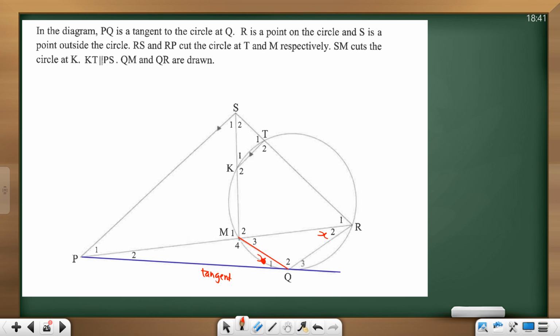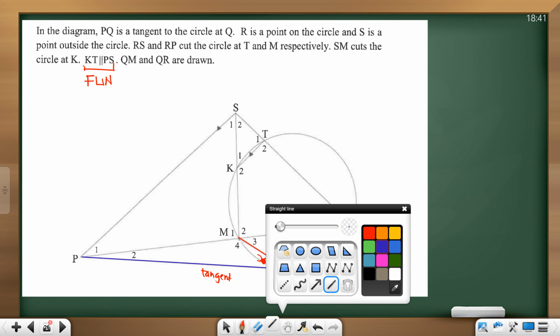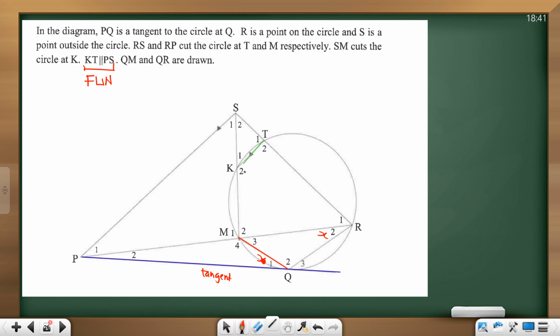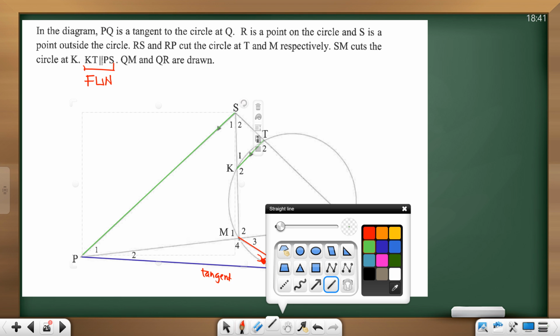Okay, done. R is a point on the circle and S is a point outside the circle. RS and RP cut the circle at T and M. Okay, let's just go check T and M. ST cuts that. Now, KT is what? Parallel. Once I see parallel, what am I thinking of? Fun angles. Let's go check those parallel lines just to be able to see what the examiner is all about. Just observe my parallel lines. I hope the green is fine. Oh, beautiful. I can already see angles that are equal.